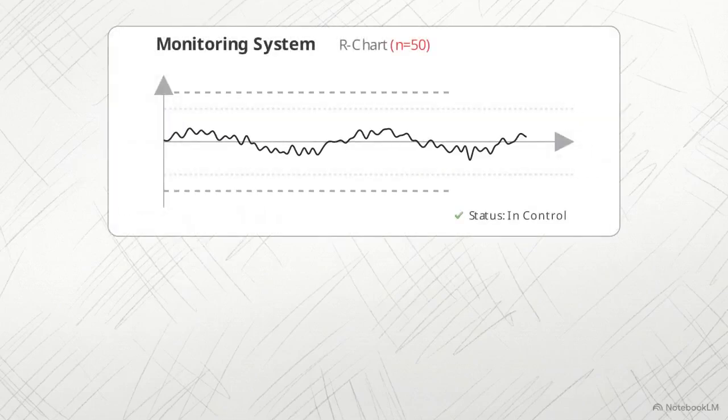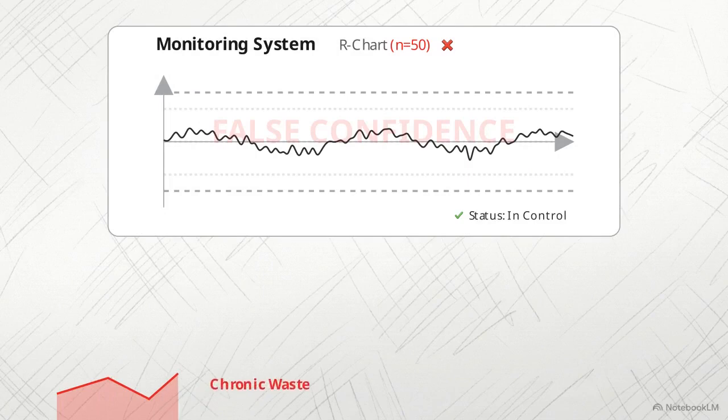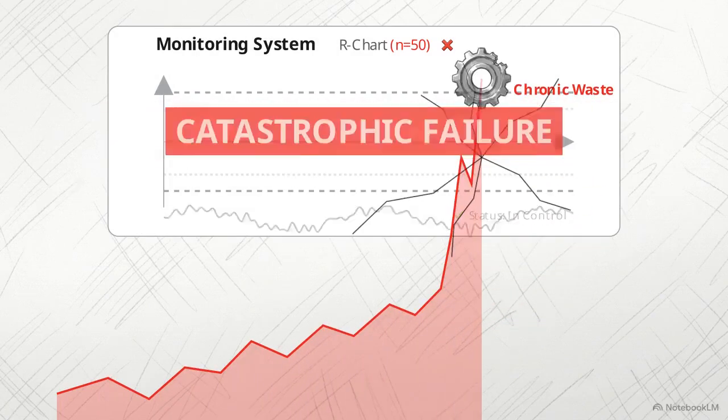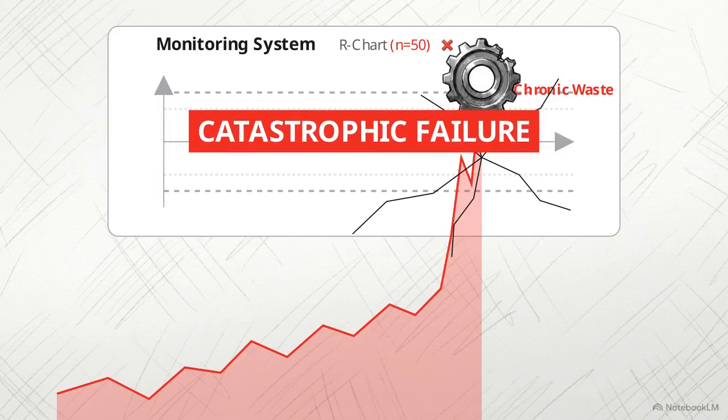Applying the wrong tool to a specific operational problem creates false confidence. It hides chronic waste in the data and allows minor variances to compound until they result in catastrophic product failures.